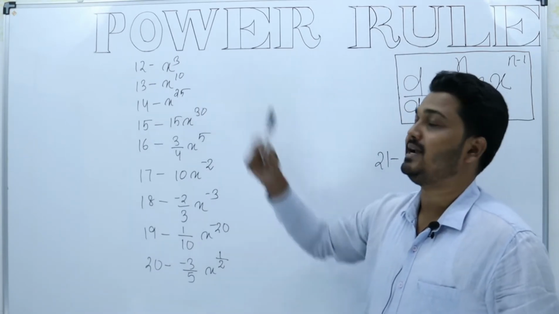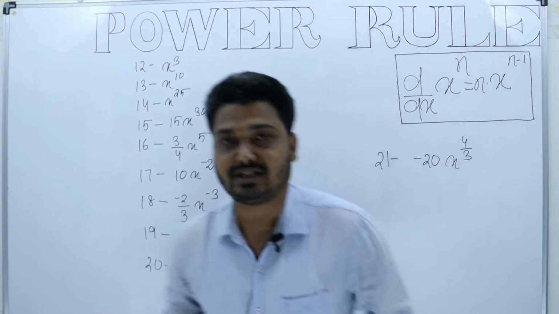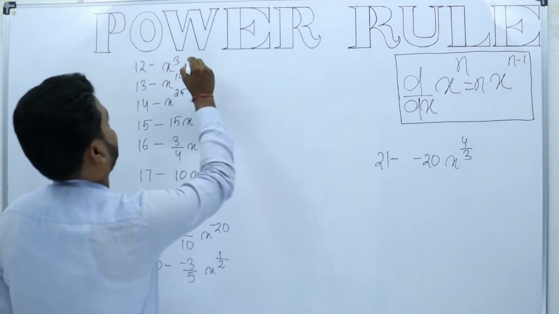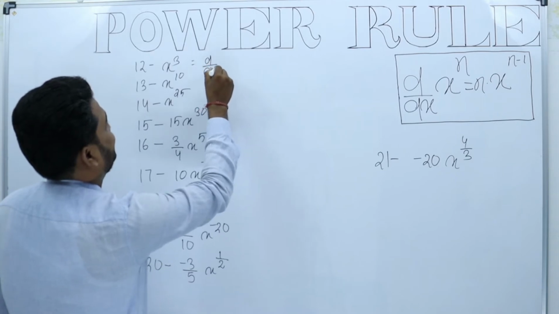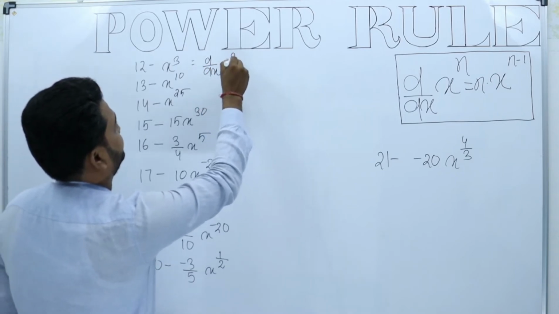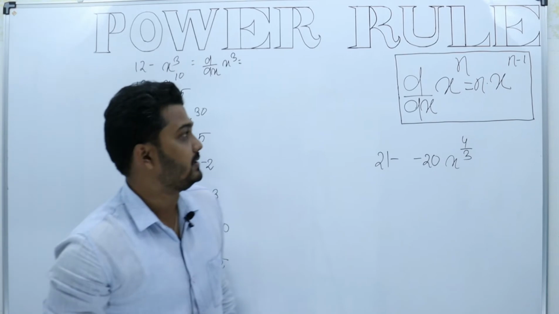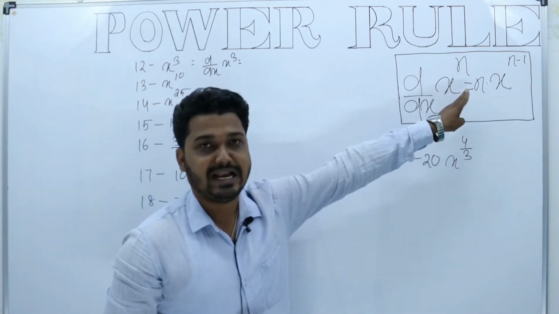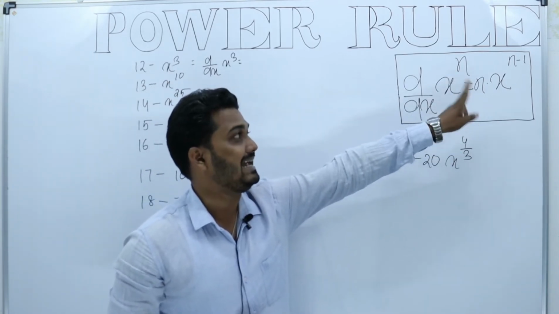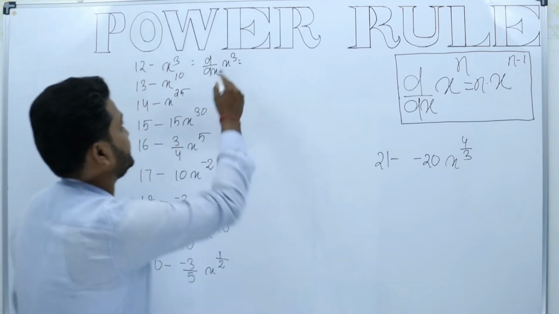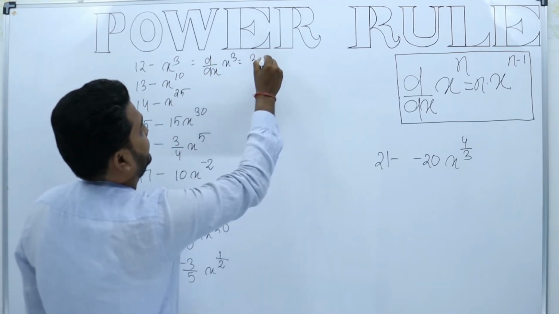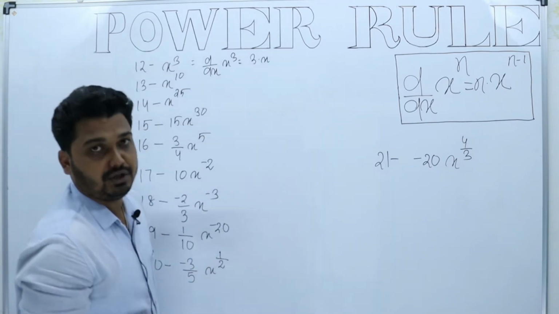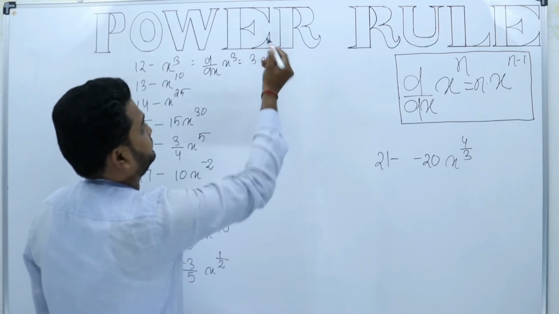Here it is given, find the derivative of x cube. So I am writing the first step. The first step is d by dx of x cube. According to the formula, if the power is n, the answer is nx to the power n minus 1. And here in the question, the power is 3. So the answer is 3x to the power 3 minus 1, that is 2.